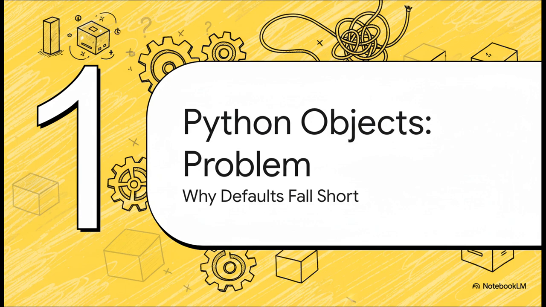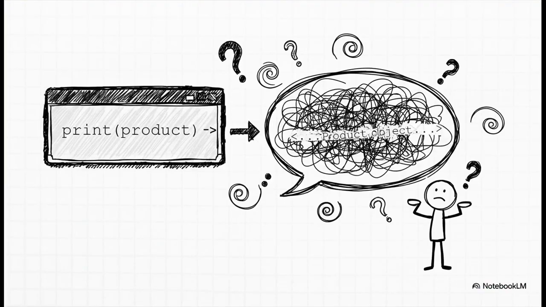Section 1, the problem. Because, to really appreciate the solution, you've got to feel the pain first. So let's talk about why our custom objects feel so, well, basic, right out of the box. So picture this. You create a simple product class. It's got a name, an ID, a price, pretty standard stuff. You create an instance of it, and you're feeling good. Then you try to print it to see what's inside, and you get this gobbledygook.